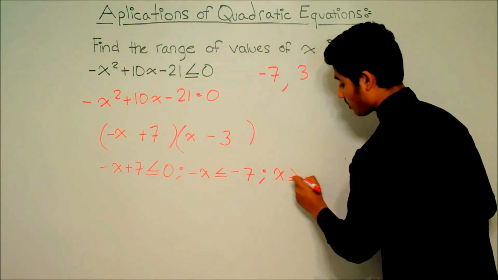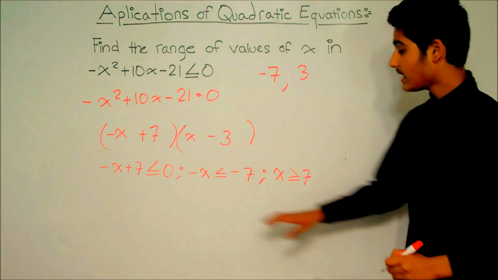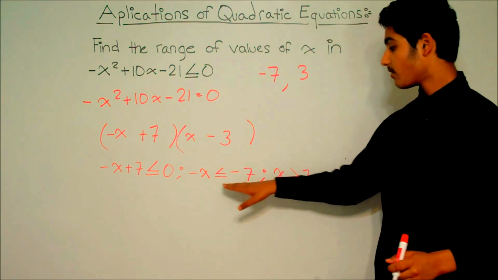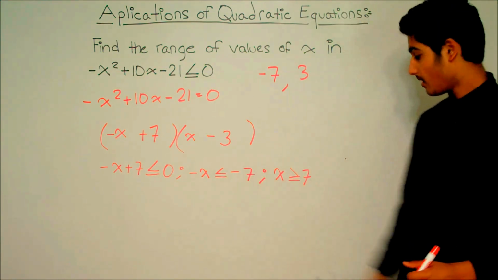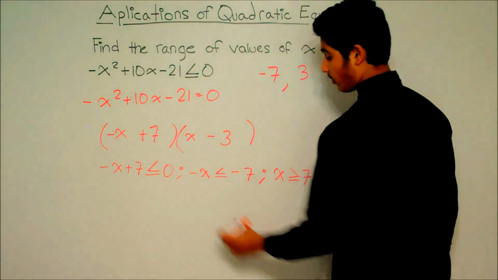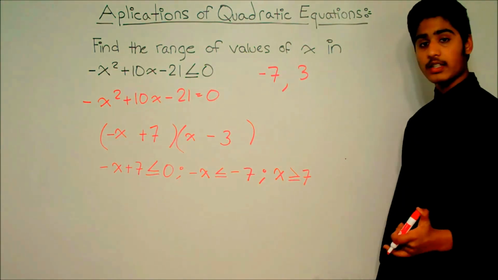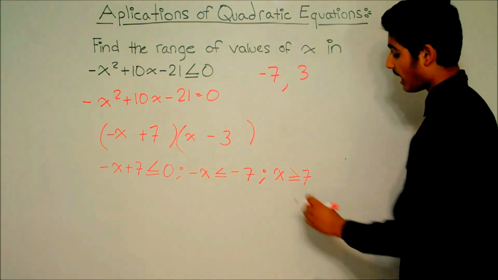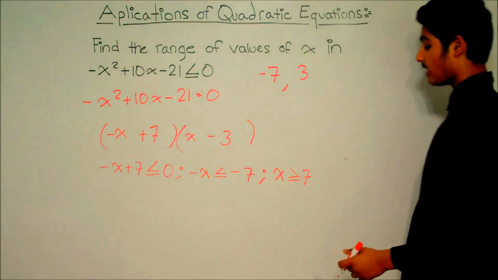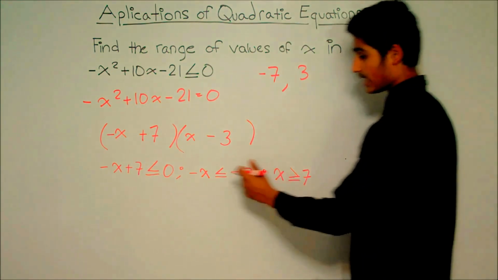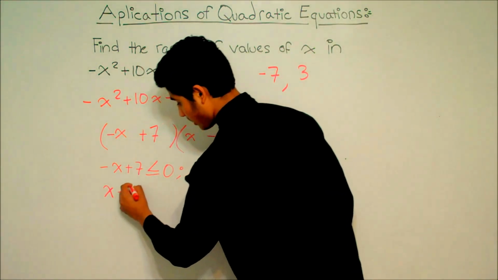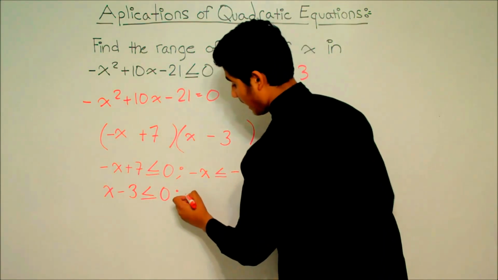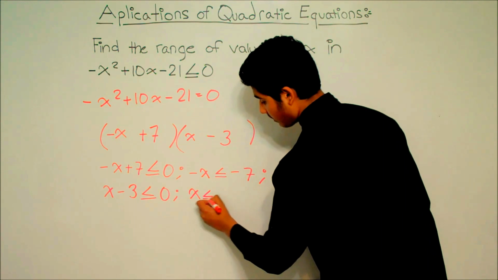greater than or equal to 7, because here we're dividing by negative 1 to get rid of the negative sign from this side and just get x by itself. And we know that whenever we divide or multiply by a negative number, the sign flips. So x is greater than or equal to 7, and x minus 3 is less than or equal to 0, making x less than or equal to 3.